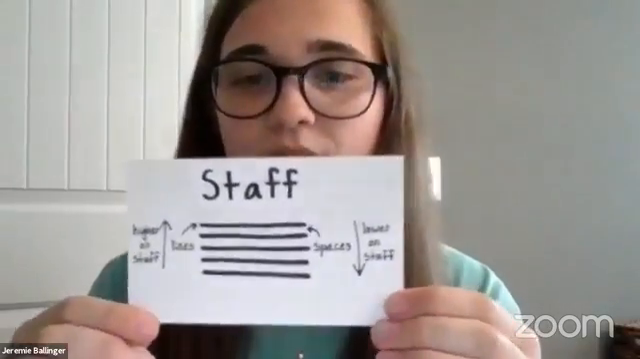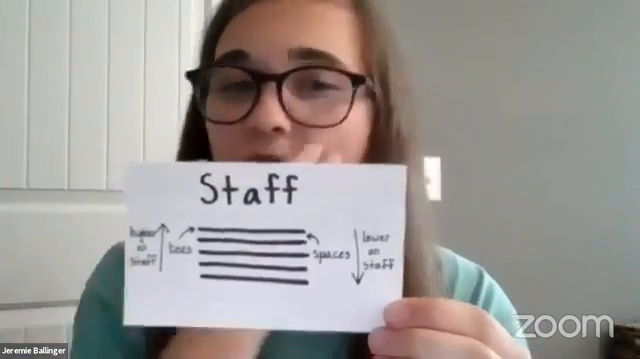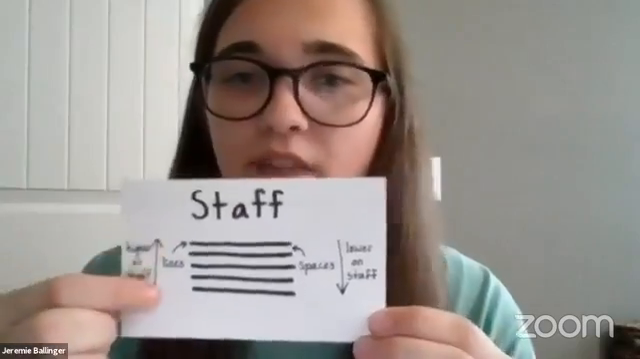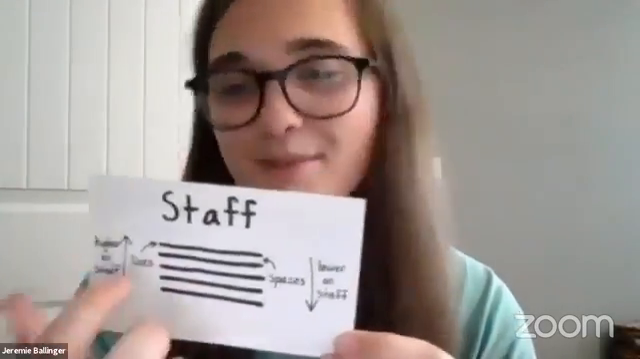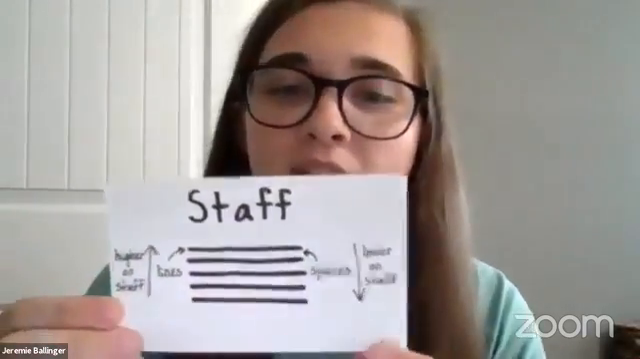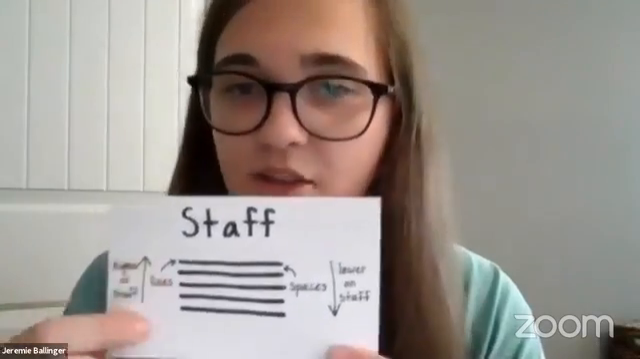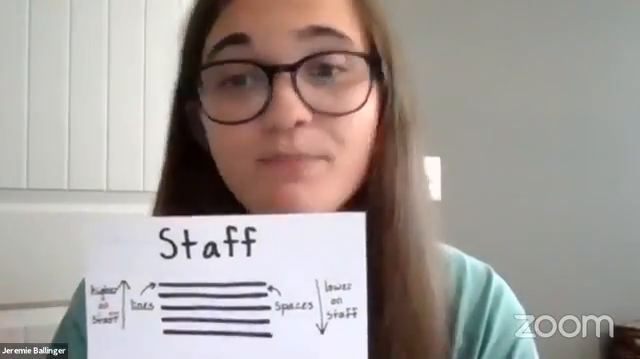So moving on from those more terminology things, this is what a music staff looks like. A music staff is written with 5 lines and 4 spaces. The spaces sit in between the lines. And where a note sits on the staff determines what the note's pitch will be.